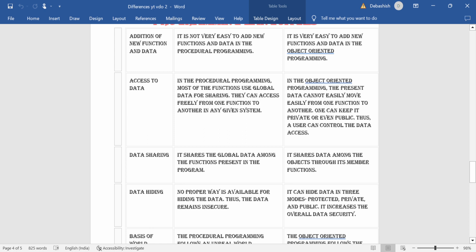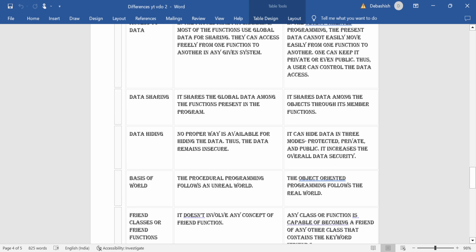It is not easy to add new functions and data in procedural programming, while it is very easy to add functions and data in object-oriented programming. In procedural programming, most of the functions use global data for sharing, while in object-oriented programming, the present data cannot easily move from one function to another. One can keep it private or even public.